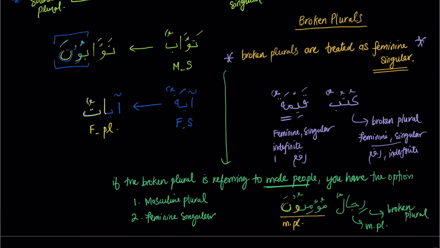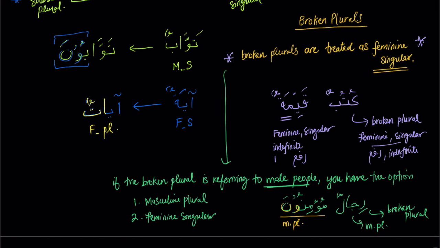Okay, so spend a little bit of time on this rule, really understanding it. Broken plurals are treated as feminine singular with the additional caveat that if you are referring to a group of male people, then you have an option. You can treat the ism as masculine plural or feminine singular.